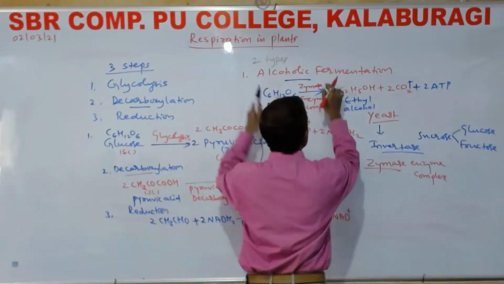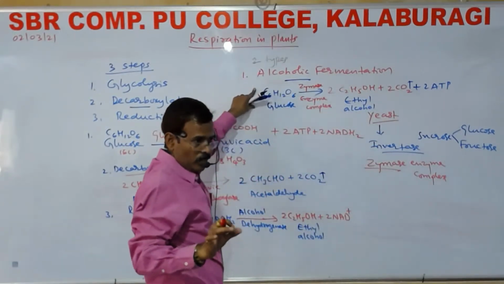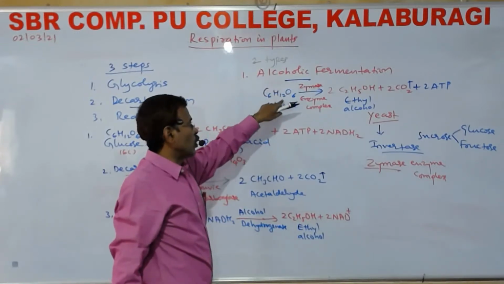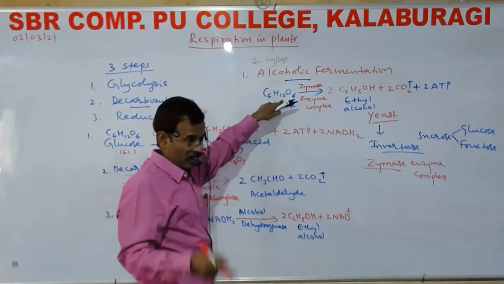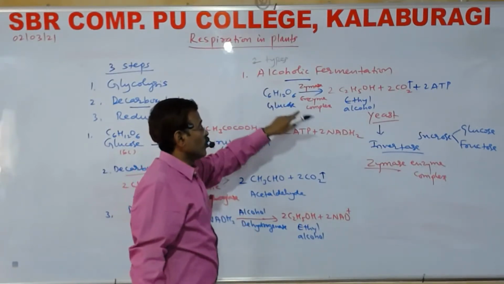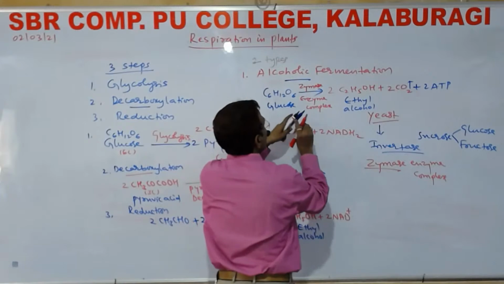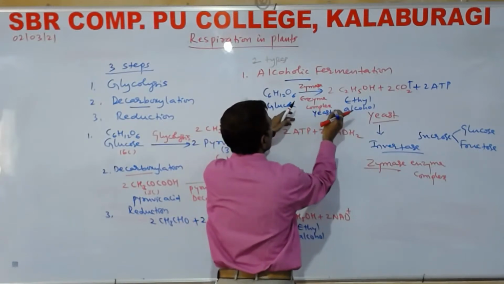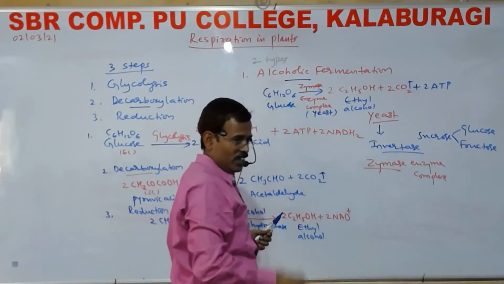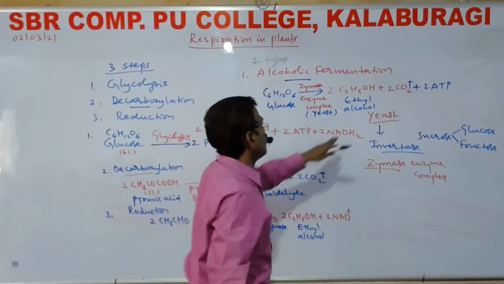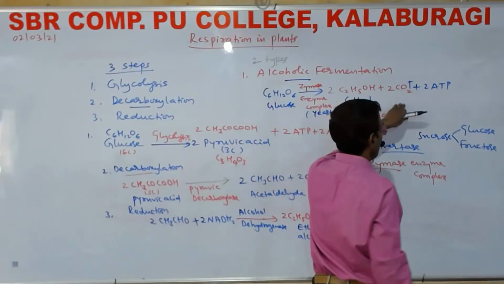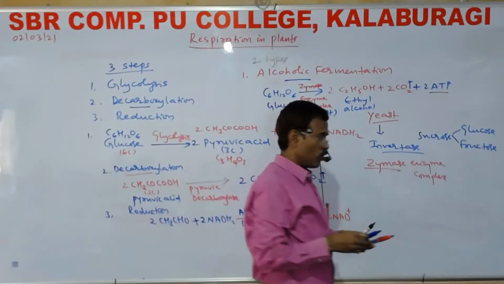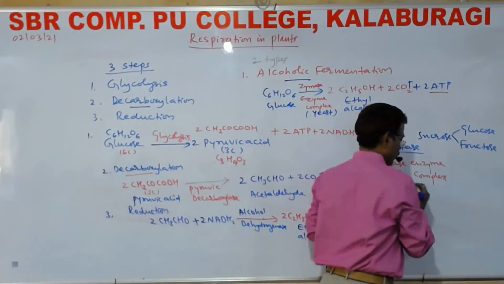This is the overall reaction of alcoholic fermentation: incomplete breakdown of glucose in the absence of oxygen, with the help of the zymase enzyme complex, which is present in yeast. So the use of yeast is inevitable here. Ethyl alcohol and carbon dioxide are released, along with two ATP molecules. So the number of ATP molecules produced will be less.